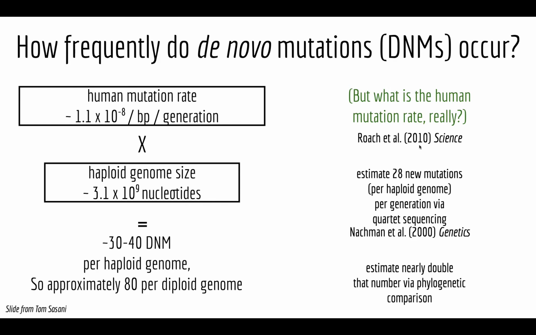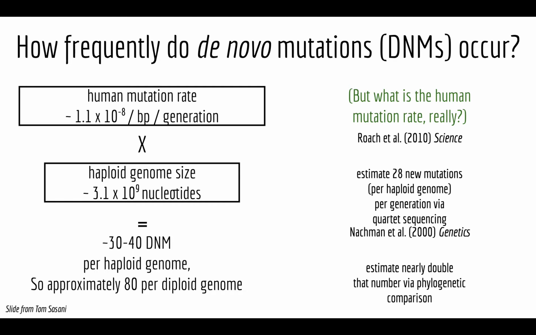Right. So this paper is the one I was talking about where they directly sequenced families, and that gave a much better estimate than this paper from 2000, which really compared the chimp and human genome. So essentially, we have a pretty good sense of what the human mutation rate is on average. It's variable from individual to individual, and they're rare. We're talking about 80 mutations on average in a genome that's 3.1 billion base pairs.